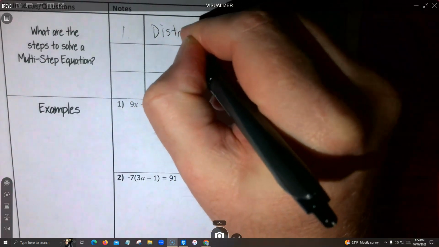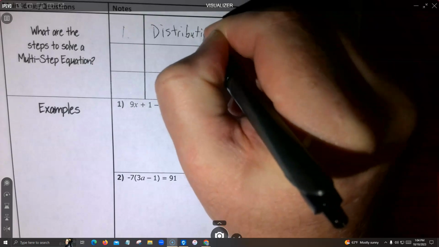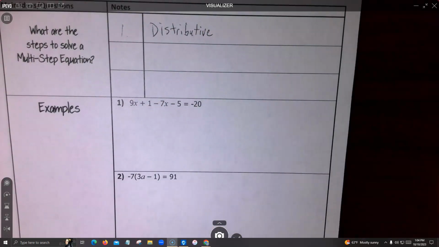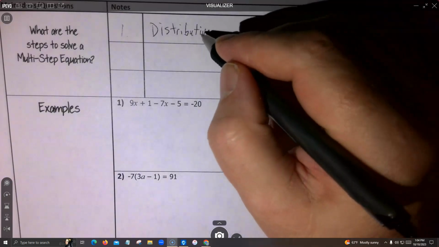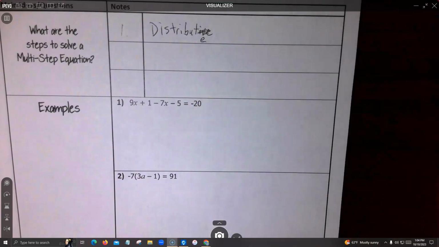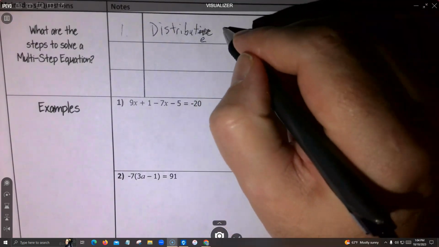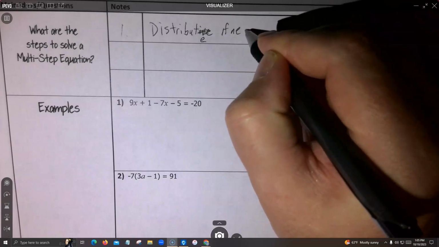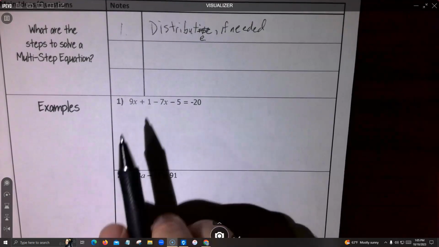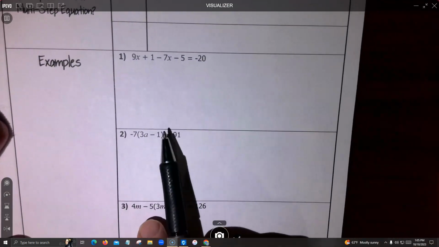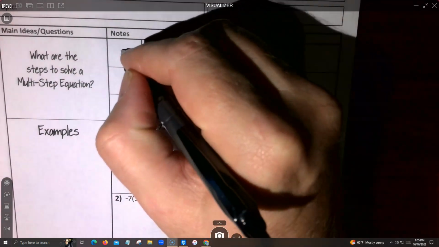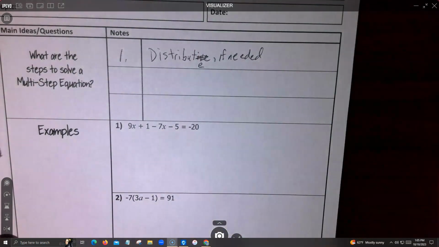Everything that we're doing in this lesson is a collection of some of the skills that you've already been practicing. So we're going to distribute. I'm going to put "if necessary" or "if needed," because not all problems will have the distributive property. Like this one doesn't have the distributive property, but this one does. So step number 1 is distribute if needed.